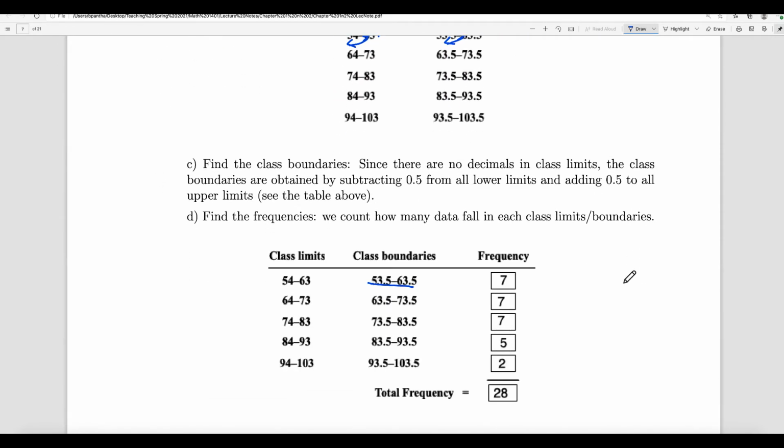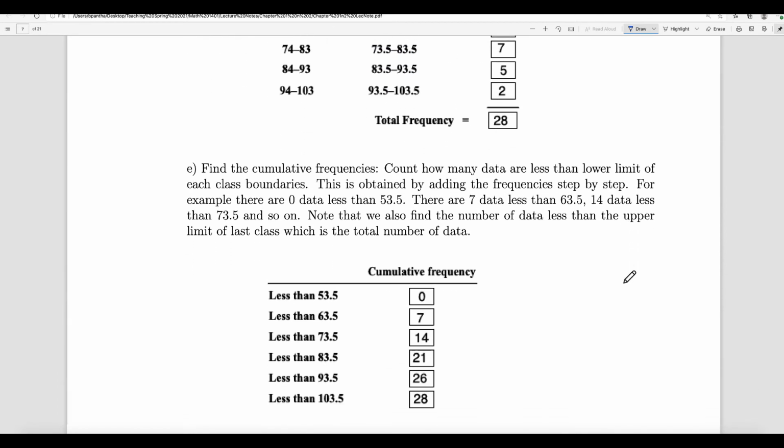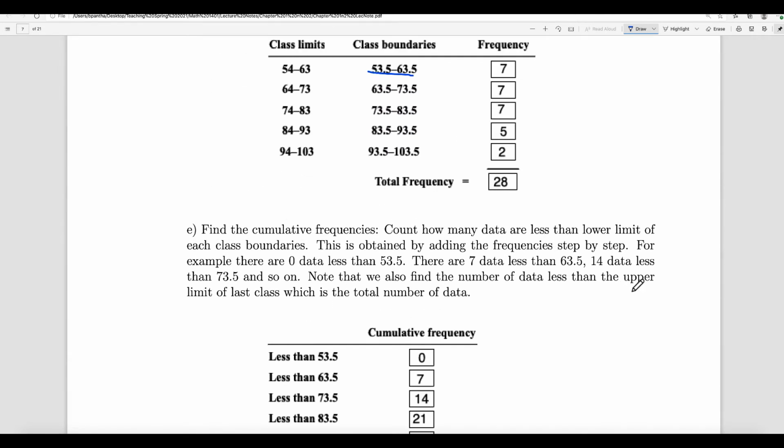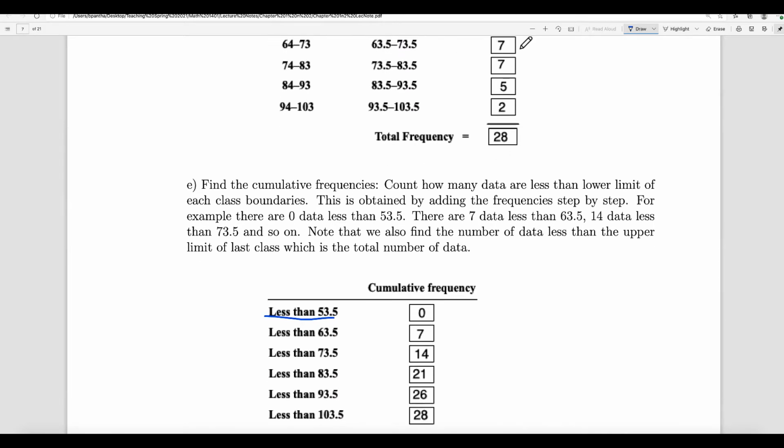Okay, guys? All right. Now the next thing we do is find the cumulative frequency. To find the cumulative frequency, we write less than and all the lower limits, and then also the upper limit of the last class. So how do I do that? Are there any data less than 53.5? No. So less than 53.5 is 0, because the smallest data in the given data set was 54. Now less than 63.5 is 7. Less than 73.5 will be 7 plus 7, that is 14. Less than 83.5 is 14 plus 7, which is 20.